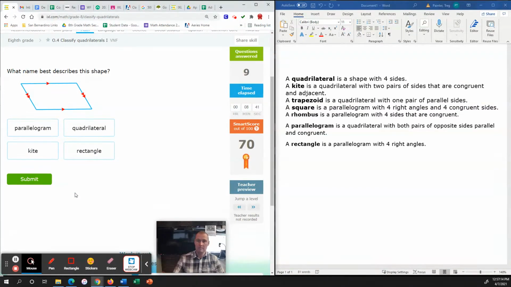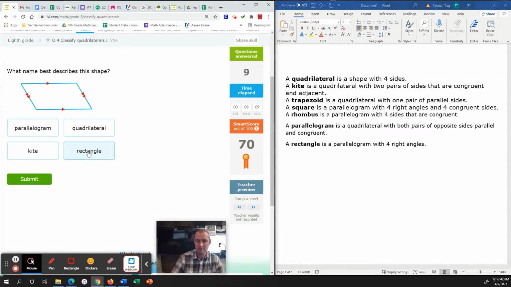All right. What name best describes the shape? Let's take a look at our options. Parallelogram is a quadrilateral with both pairs of opposite sides parallel and congruent. Could be a parallelogram. Quadrilateral is a shape with four sides. 1, 2, 3, 4. It is also a quadrilateral, so first two answers are correct. A kite is a quadrilateral with two pairs of sides that are congruent and adjacent. No, they're not adjacent to each other, so this one cannot be a kite.